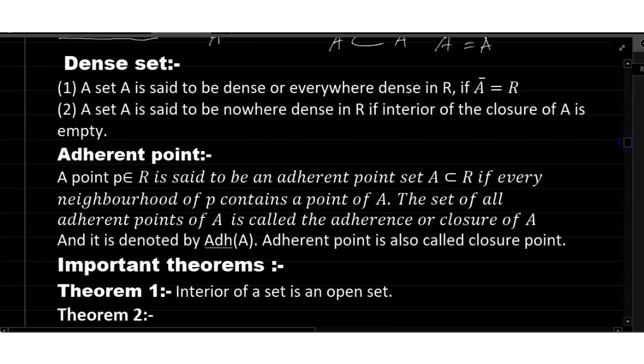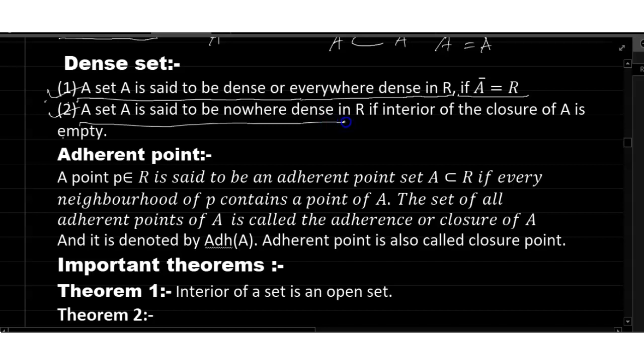Then, a set A is said to be dense in R if A bar equals R, where A bar means closure. A is said to be nowhere dense in R if the interior of the closure of A is empty. Interior of the closure.